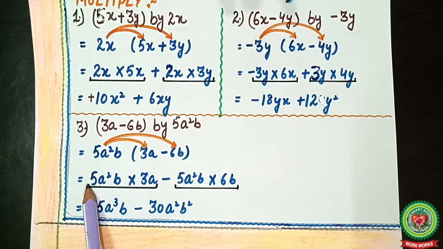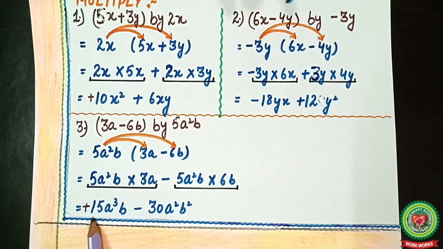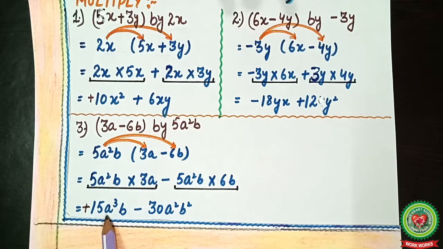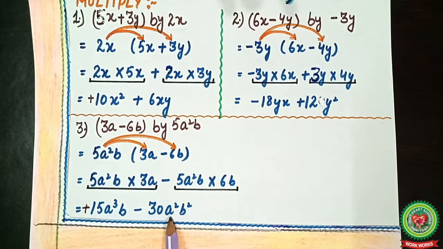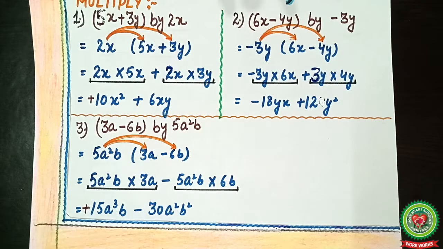So here 5 into 3 you can write here plus 15 because like sign, sign of plus, 5 into 3 that is 15, a square and a. Now here a raised to power 2, no power, that means 1 power, so here it will become a raised to power 3. Next b, minus 5 into 6 that is 30, a square will remain a square and here b raised to power 1, b raised to power 1 that is b squared. Understood?